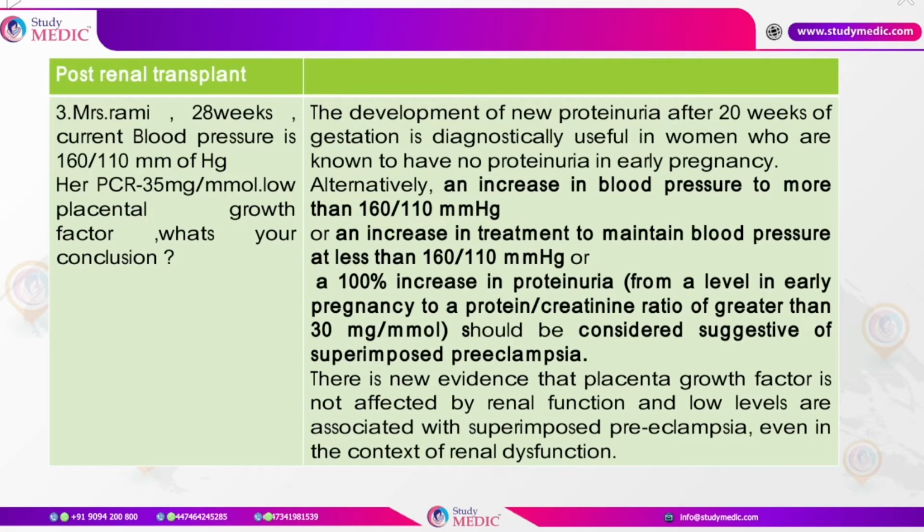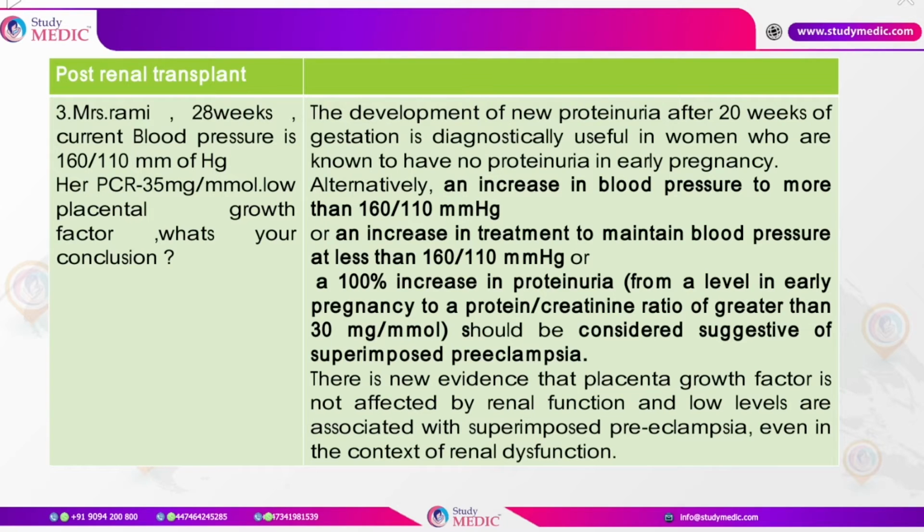Alternatively, an increase in blood pressure to more than 160 by 110 millimeters of mercury, or an increase in the treatment to maintain the blood pressure at less than 160 by 110 millimeters of mercury, or a 100% increase in the proteinuria from the level in early pregnancy to a protein creatinine ratio of greater than 30 milligram per millimole should be considered suggestive of superimposed preeclampsia.